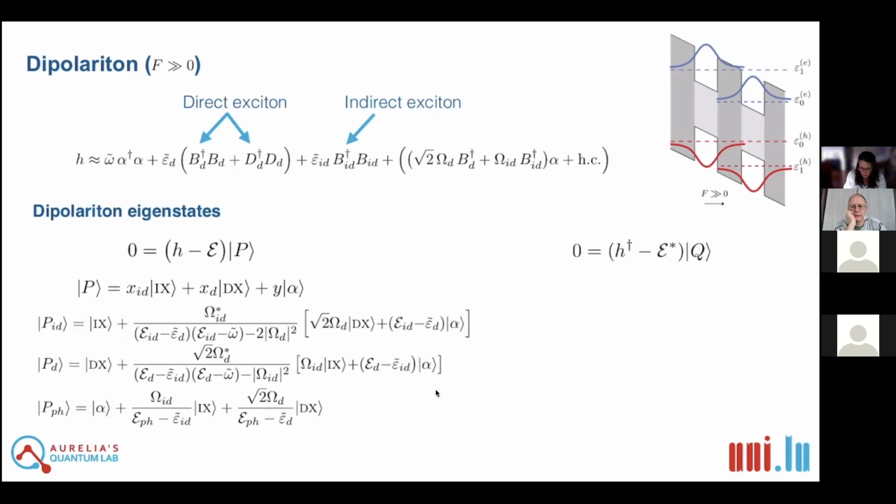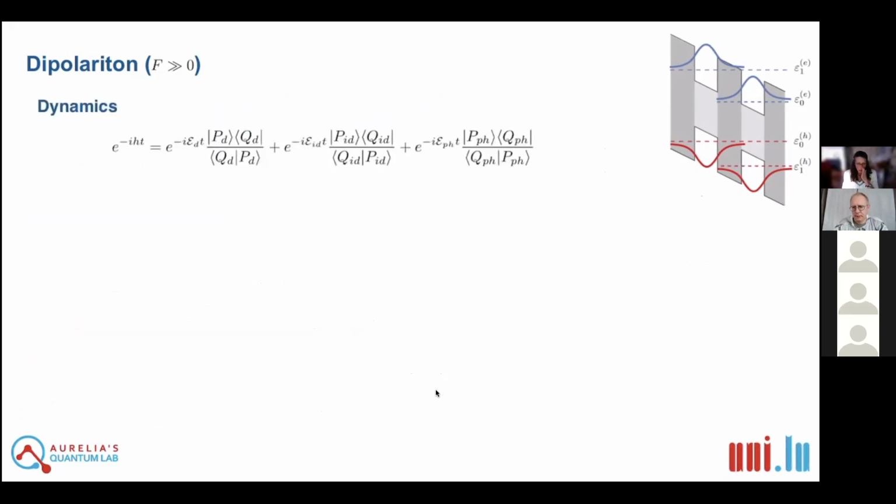Now we can do exactly the same with the Q eigenstate. What's changing, I have not written the expression, but mainly these are the same as the P with just some complex conjugates on the energies and of the excitons and photons.